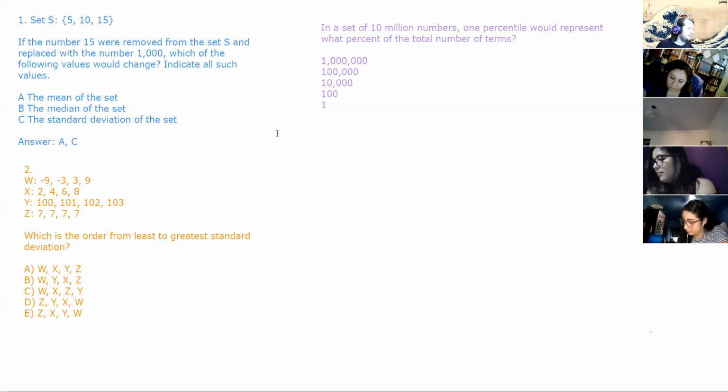Okay. Average space of medians, standard deviations. The next section, let's see, is probability, combinatorics, and overlapping sets.